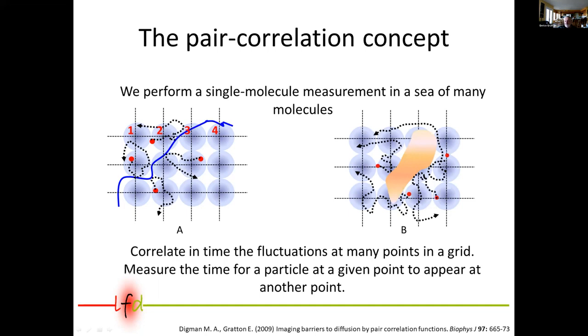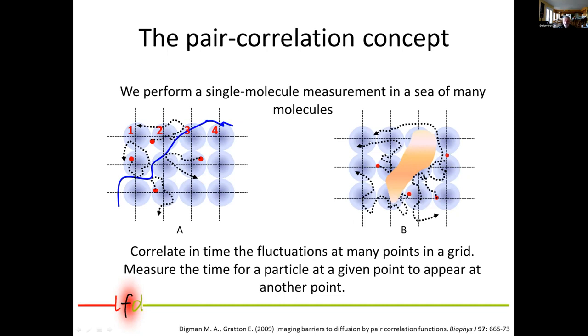So if we measure the time it will take a molecule to go from one point to another, we can tell if it went through a long path, which is always a possibility, or if it went through a shorter path. So we will measure the time it will take a molecule from a given position to go to another. In this case, there will never be correlation between 2 and 3, because it's a barrier.